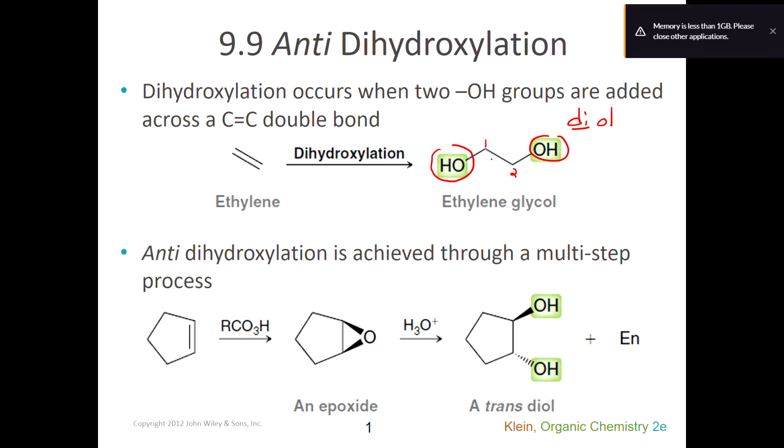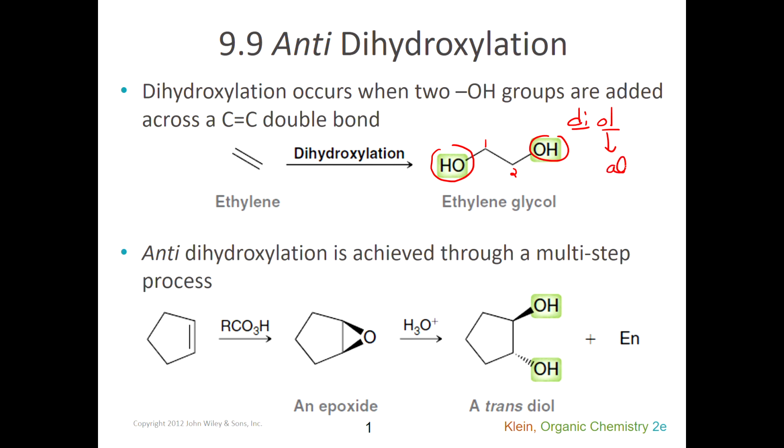Di meaning two, ol meaning alcohol or OH groups on a carbon. And since there are a lot of molecules that have OH groups, it's a relatively common stable grouping of atoms. There could easily be a situation where you would have an alkene that you would want to add OH groups across a double bond.